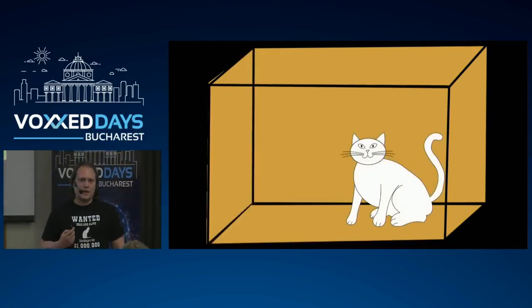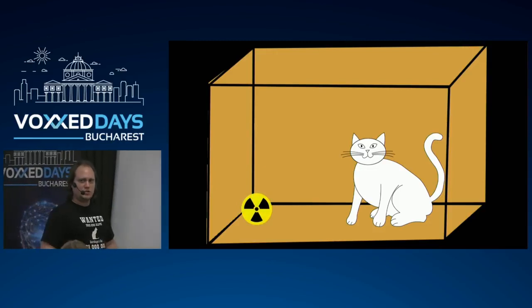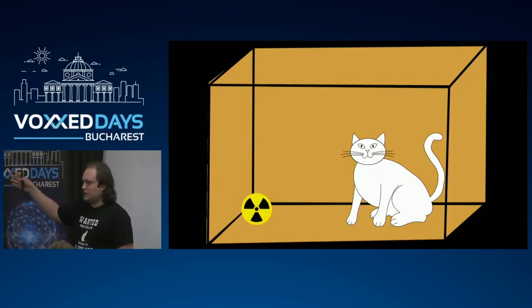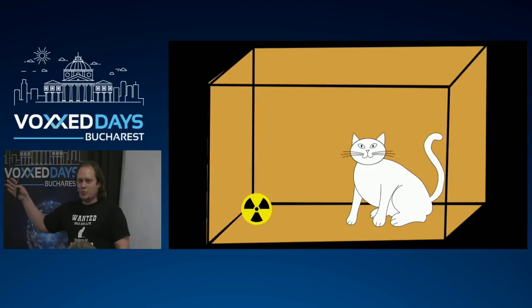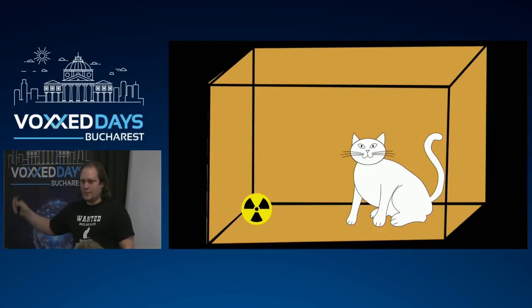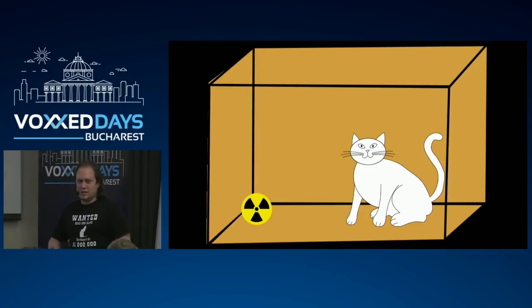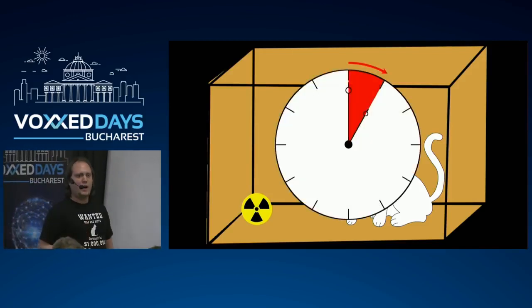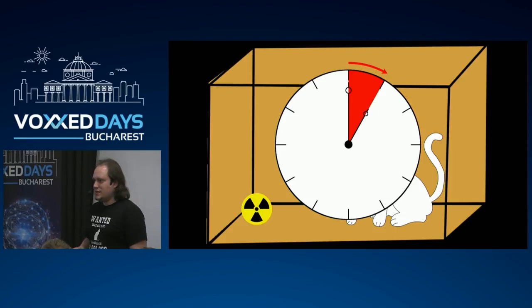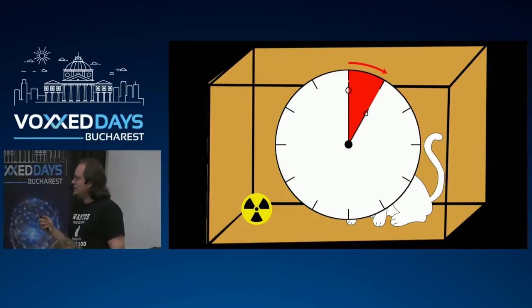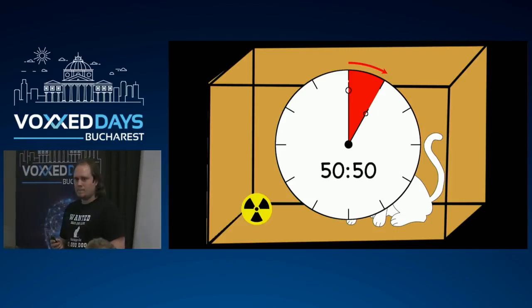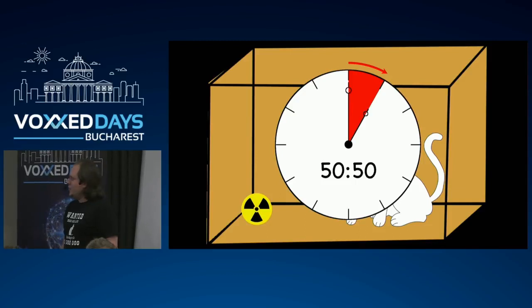Well, we have a radioactive source of some kind. This is very similar to the radioactive atom we had previously. There's just more of them. And this source has been chosen in a particular way so that if 1 hour passes, the chance that any of it has decayed is 50-50. Okay? What else do we have?